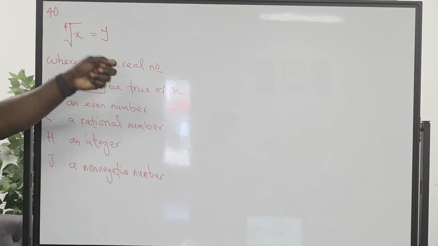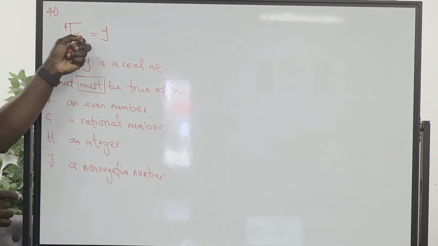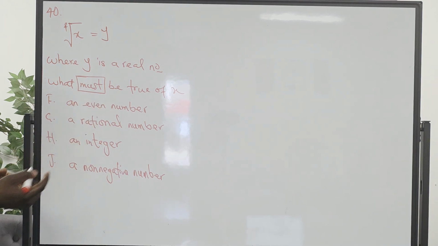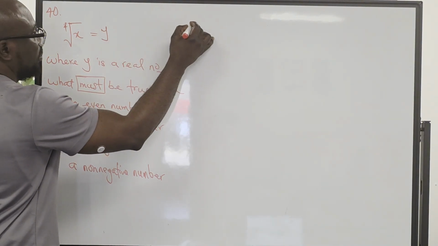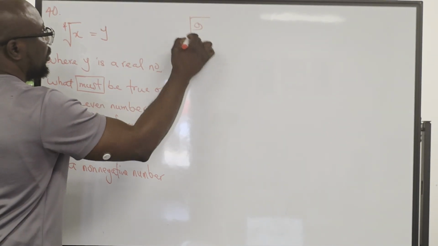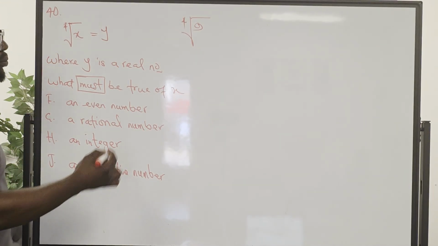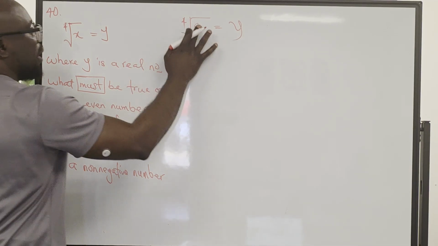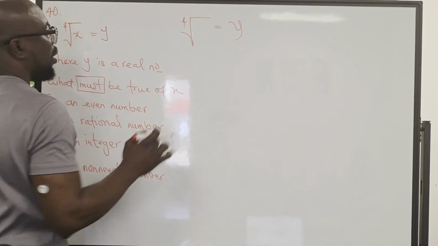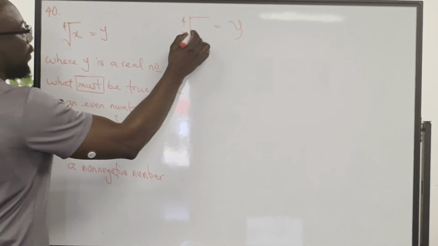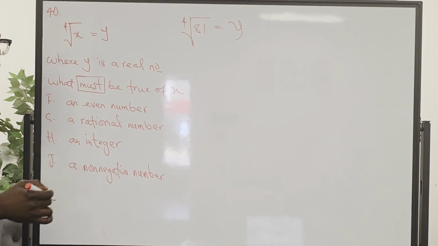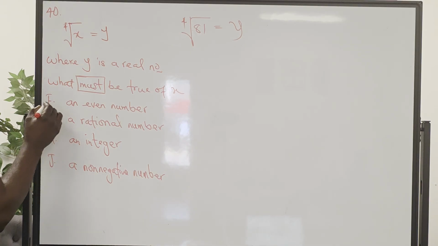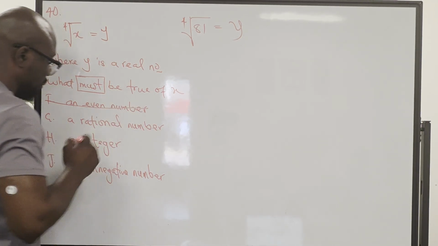So for y to be a real number, x has to be, is it an even number? No, because if x is 9, right, the root of 9, y can still be a real number. If x is, say for example, 81, which is not an even number, y can still be a real number. So this cannot be the answer.